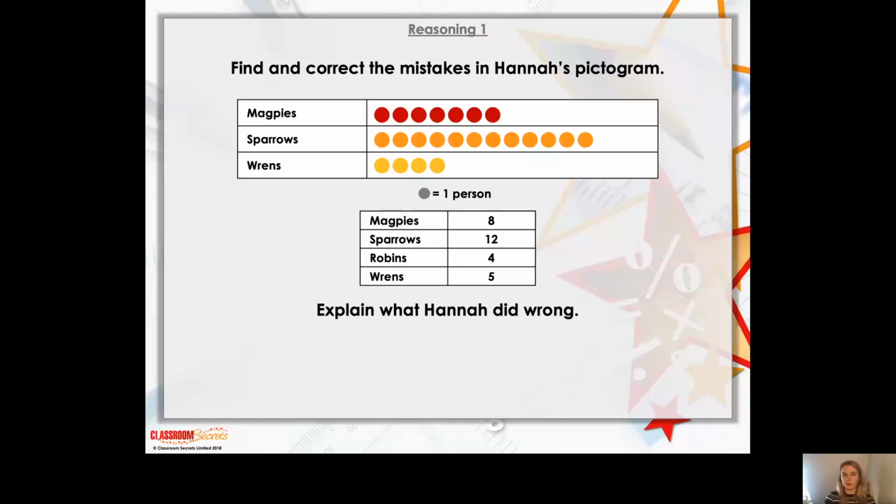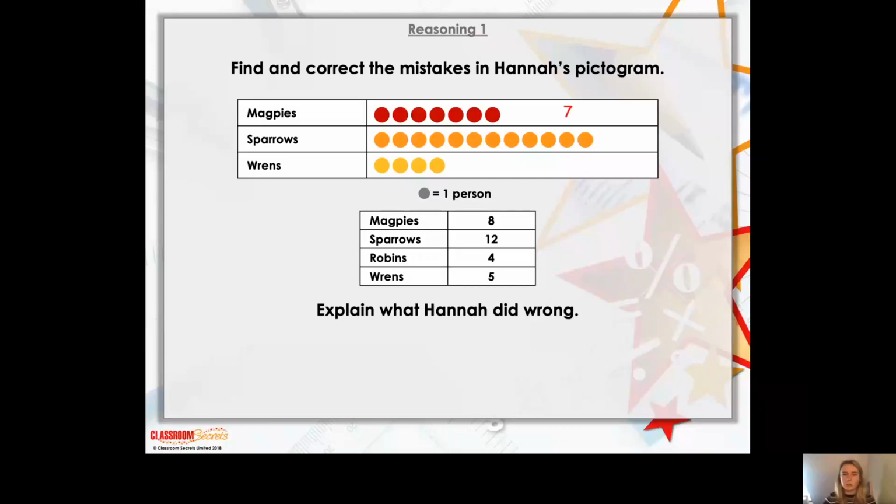So let's start looking at the magpies. How many magpies is she meant to have? 8 magpies. And each of her circles, look at the key, represents one person. So how many people saw magpies? Well, it's 8. Let's see if she's got it right in her pictogram. How many circles has she drawn? So she's drawn 1, 2, 3, 4, 5, 6, 7. She's only drawn 7 circles, and 1 circle is 1 person. So 7 circles equals 7 people.